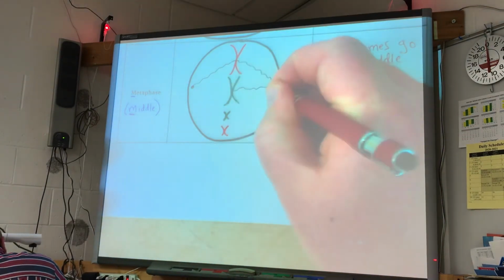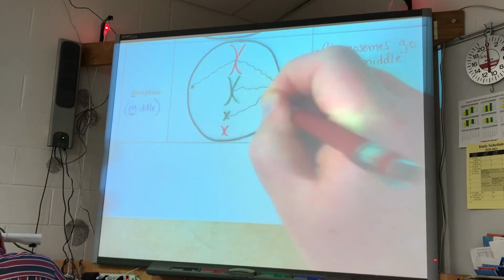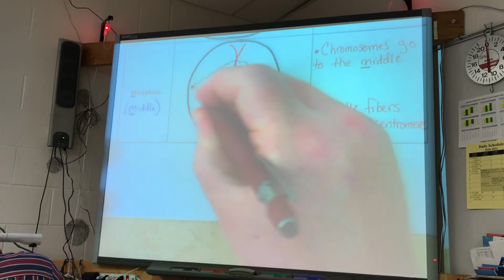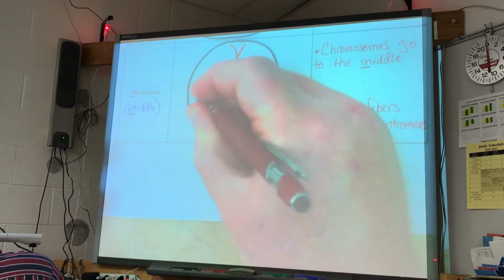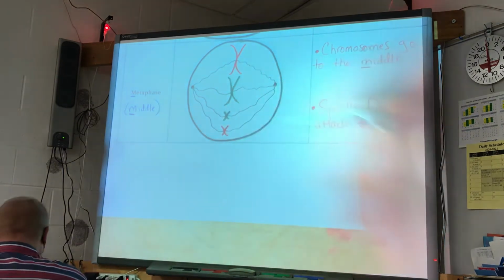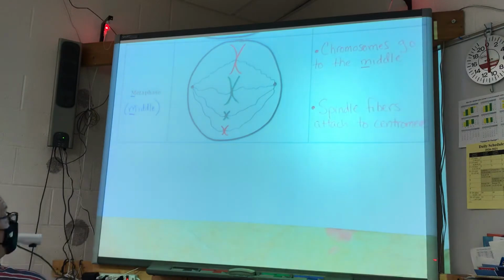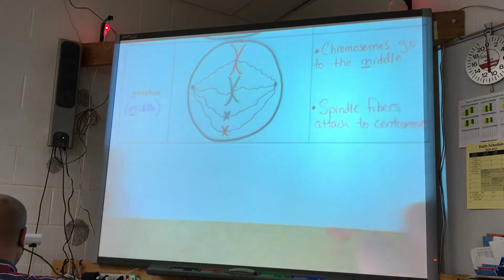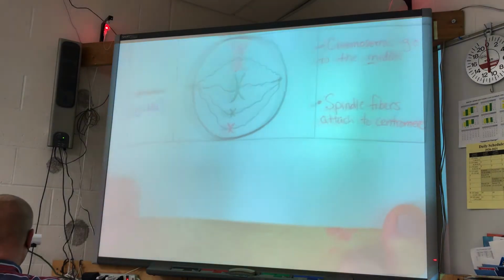So we have these spindle fibers that are attaching. They don't have to be squiggly if you don't want to. A little artistic flair, Mr. DeBoer likes to add. Okay, they're ropes. They're attaching to the chromosomes. These spindle fibers are attaching at the centromeres, and because these ropes are attached, they're pulling them into position.